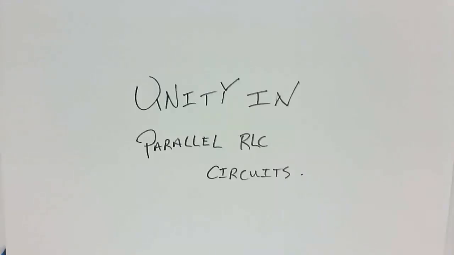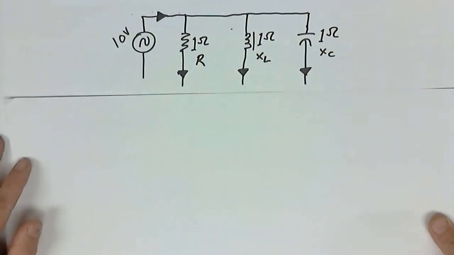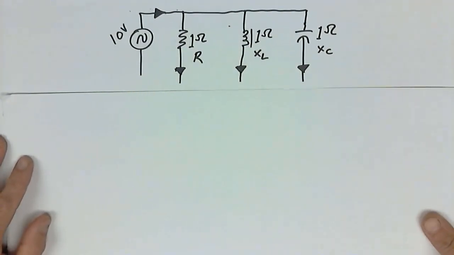Unity in parallel RLC circuits. Let's take a look at a parallel RLC that has a unity power factor. What's significant about this? Why do we care?